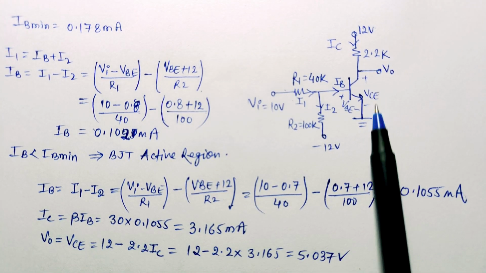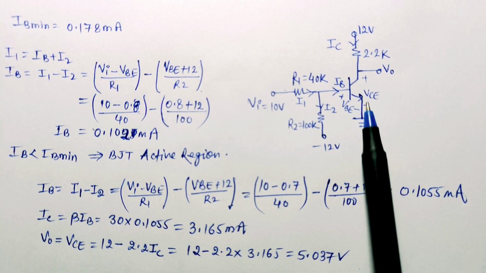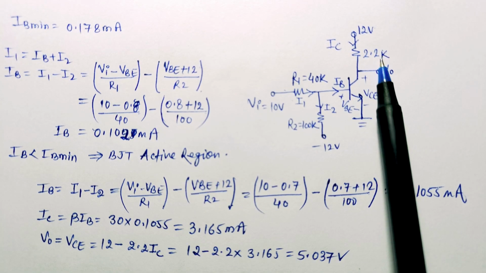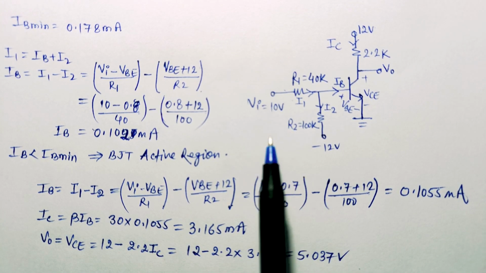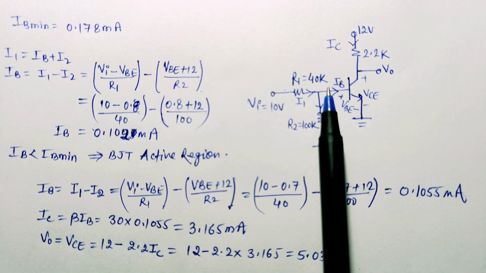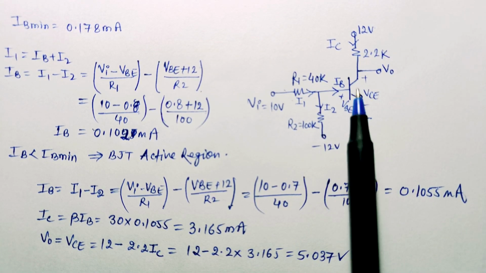If we apply KVL here, then we can find out VC equal to 12 minus 2.2 IC, and this VC will be equal to V naught. So we have written here V naught equal to VC equal to 12 minus 2.2 IC. We have calculated the value of IC here, put it here, and find out V naught equal to 5.037 volt. So V naught will be equal to 5.037 volt when Vi is equal to 10 volt and R1 is equal to 40K, and this transistor will work in active region.